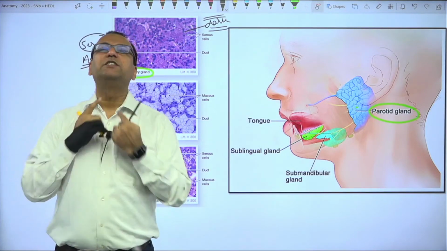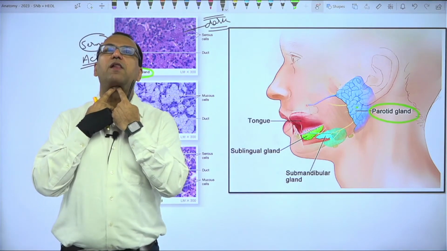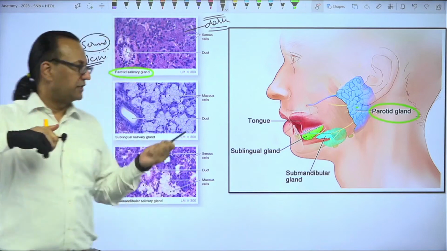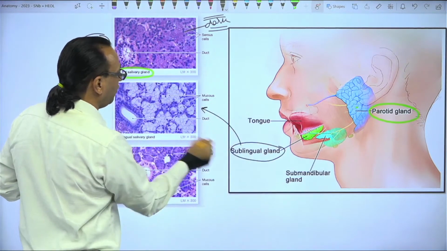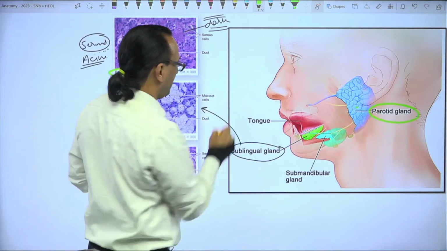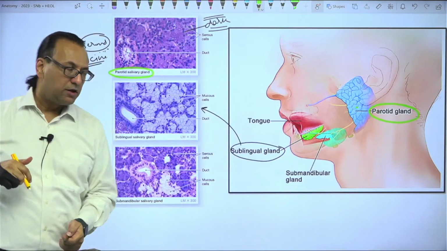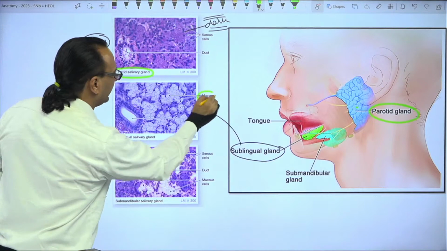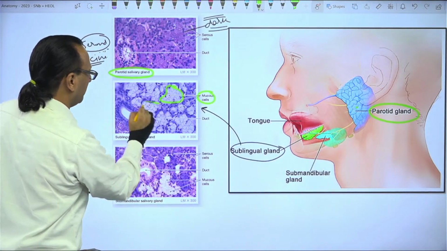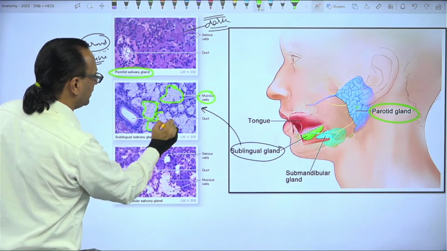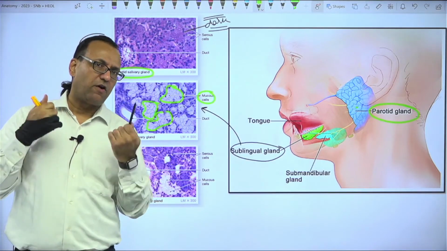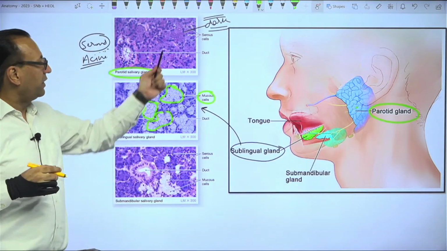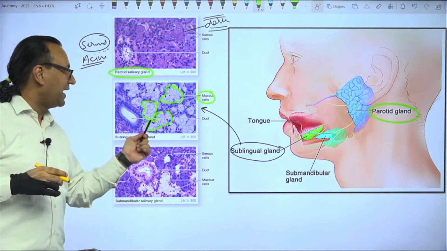What about the sublingual, under the tongue? Sublingual, under the tongue, it is mucinous. Now if you say sublingual is mucinous, how do you identify the mucinous gland? Mucinous glands are basically empty looking cells with mucoid secretions. So they don't take much of a stain, less of hematoxylin or eosin. You can compare the two, this is lightly stained.